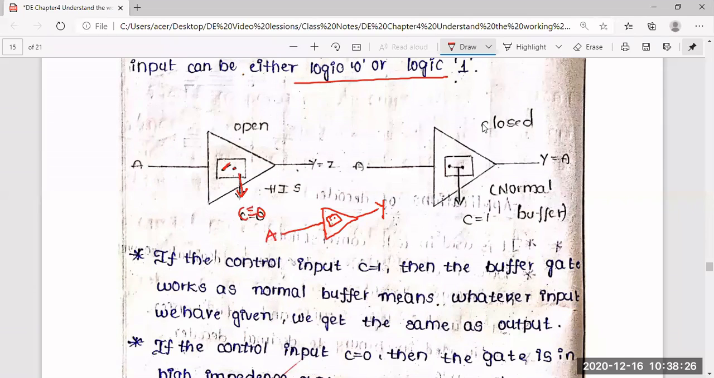So when the switch is off, the output is in one state called the high impedance state. Okay, the output is high impedance state. This is called high impedance state.